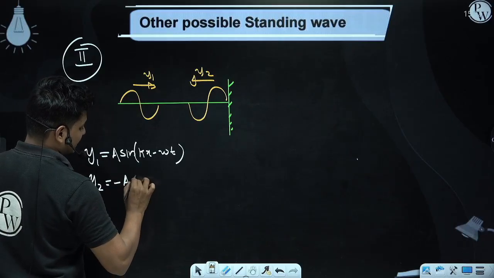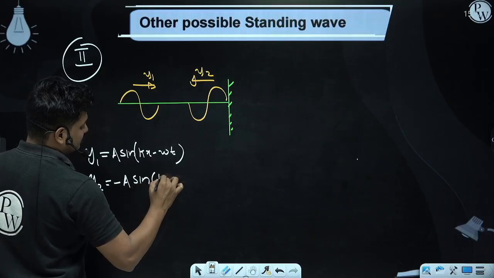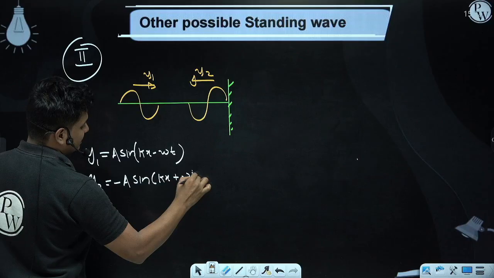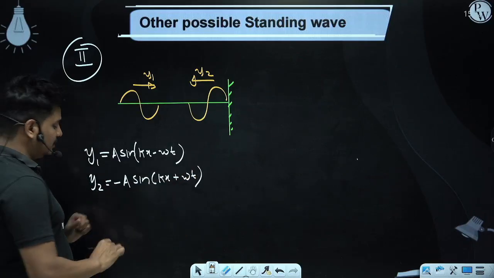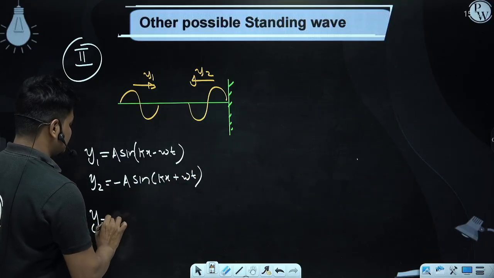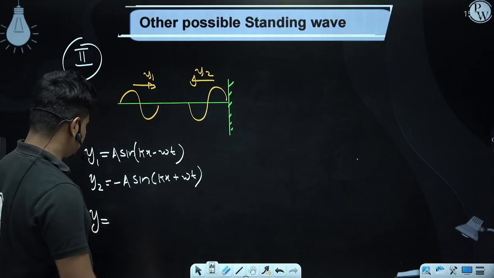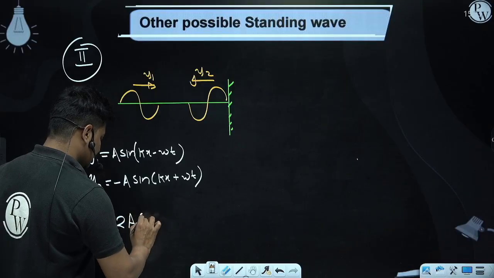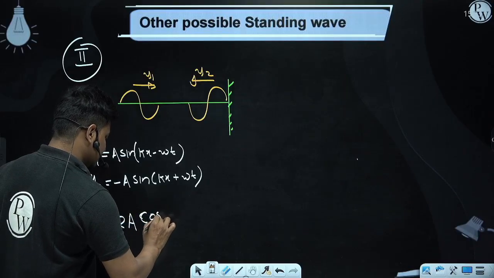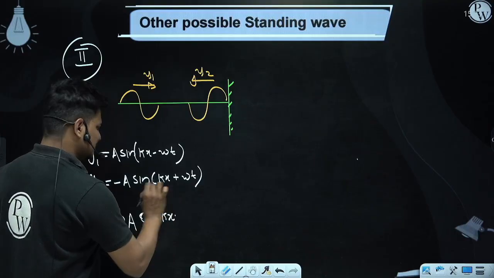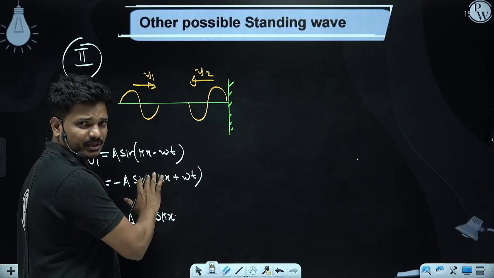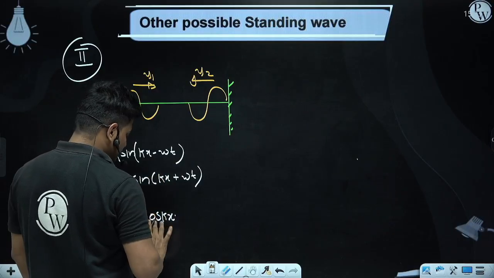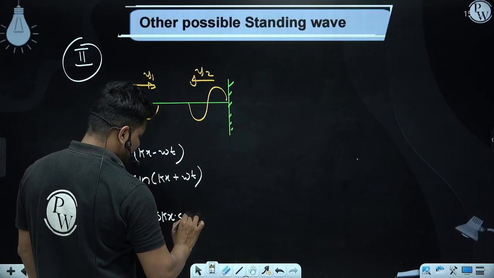So minus a sin, direction is opposite, kx plus omega t. Let's add them. Okay, so what do you get for y? You will get the expression y equal to 2a. Just apply our trigonometric operation. Finally, you will get 2a cos kx into sin omega t.